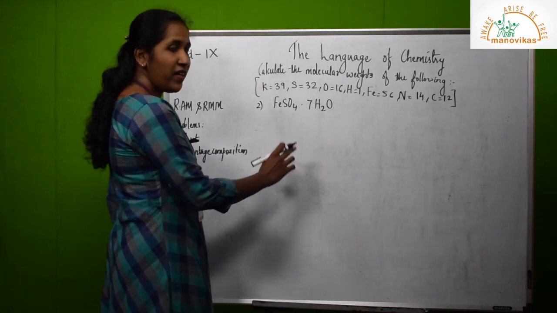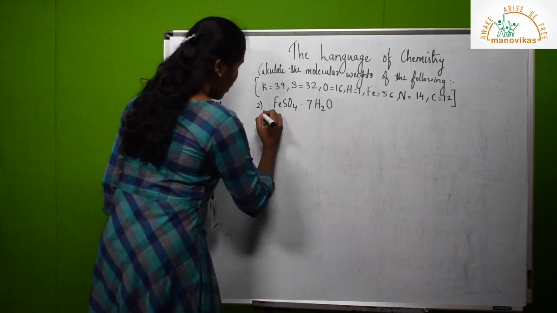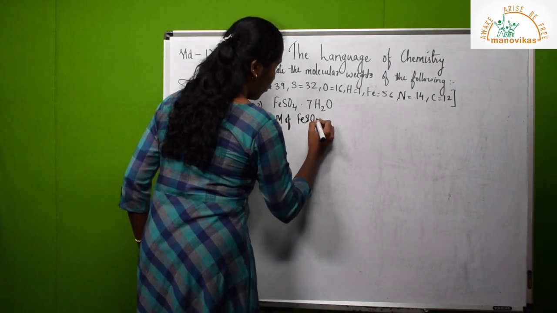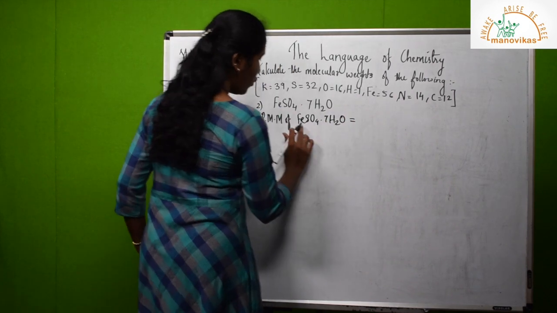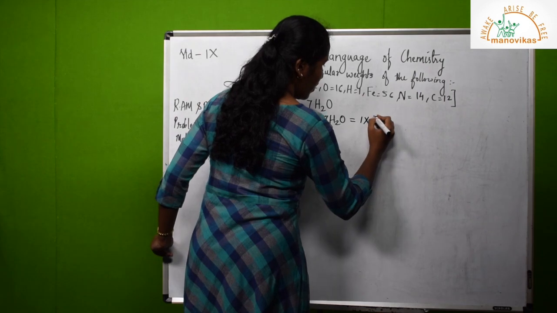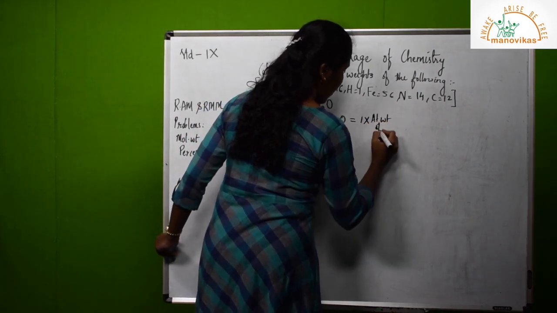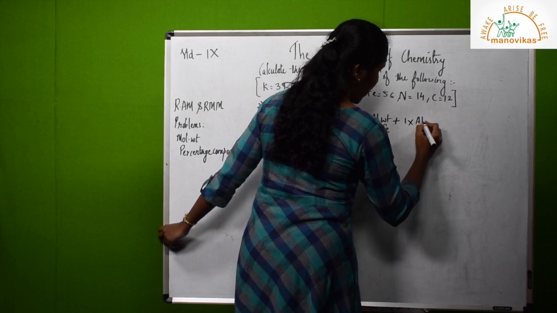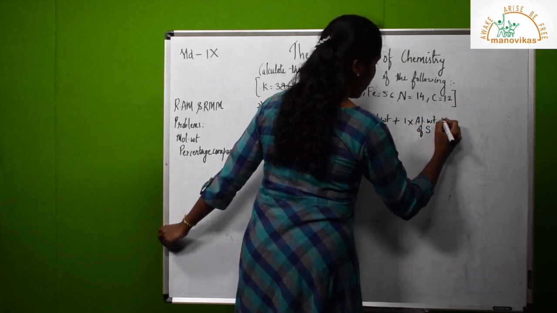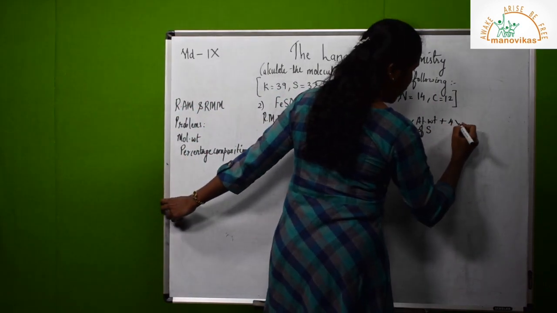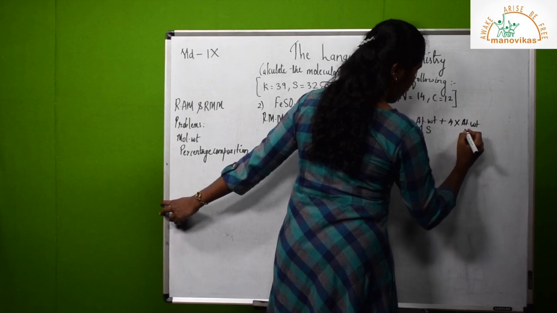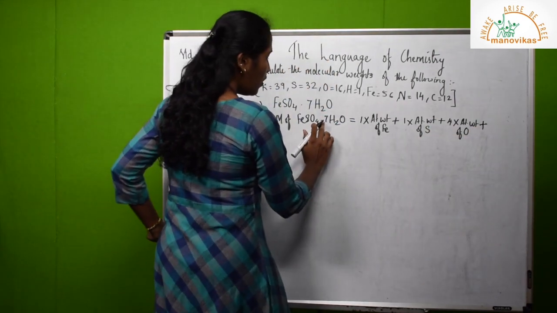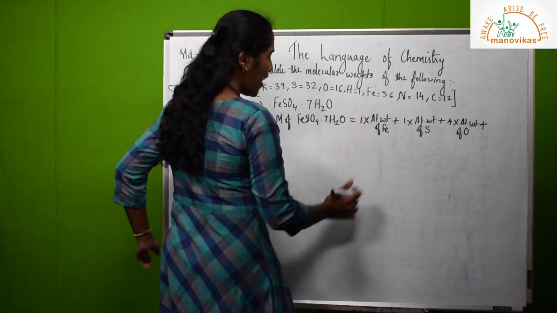Second problem, you are given FeSO4 dot 7 times water. So the relative molecular mass of FeSO4 dot 7H2O is equal to 1 Fe, so 1 time the atomic weight of Fe, plus 1 sulfur, so 1 into the atomic weight of sulfur, plus 4 times oxygen, 4 into the atomic weight of oxygen, plus, now when you have a dot over here, write plus, so here plus 7 times water. We can just write it the other way round.